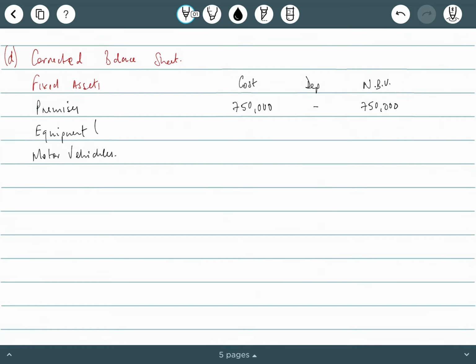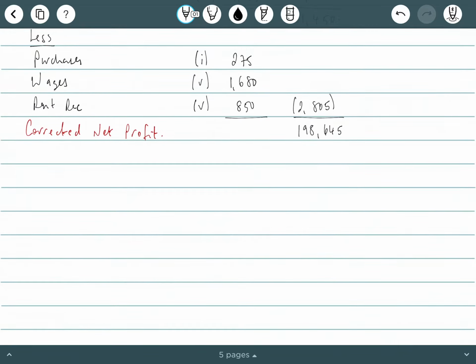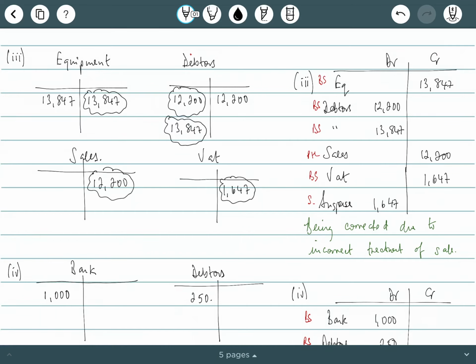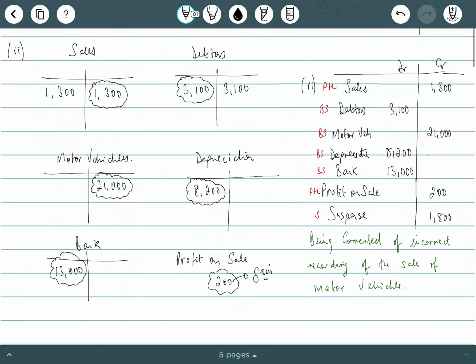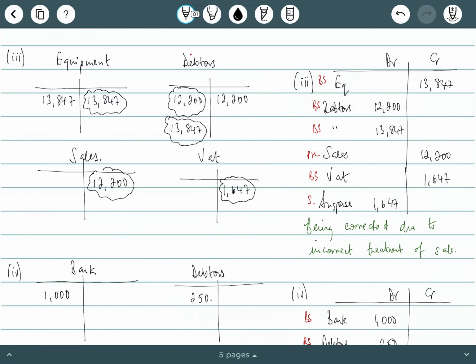Okay, equipment and motor vehicles. So equipment was 225,000. And we got rid of, no, I'll show you this now. Yeah, it is. Then equipment. So you can see here with equipment, gentlemen. All right, there it is. So that figure there, lads, is obviously on the credit side. So we're going to take it away. So 13,847.